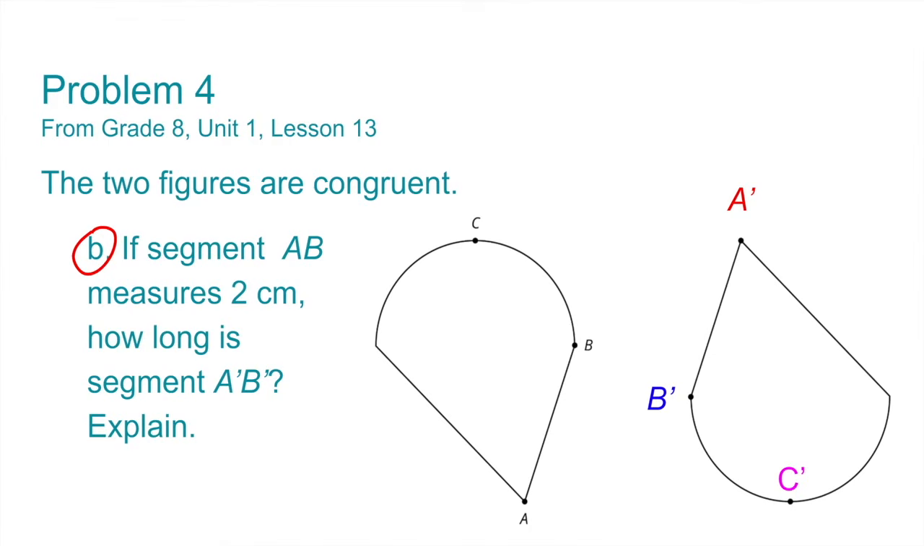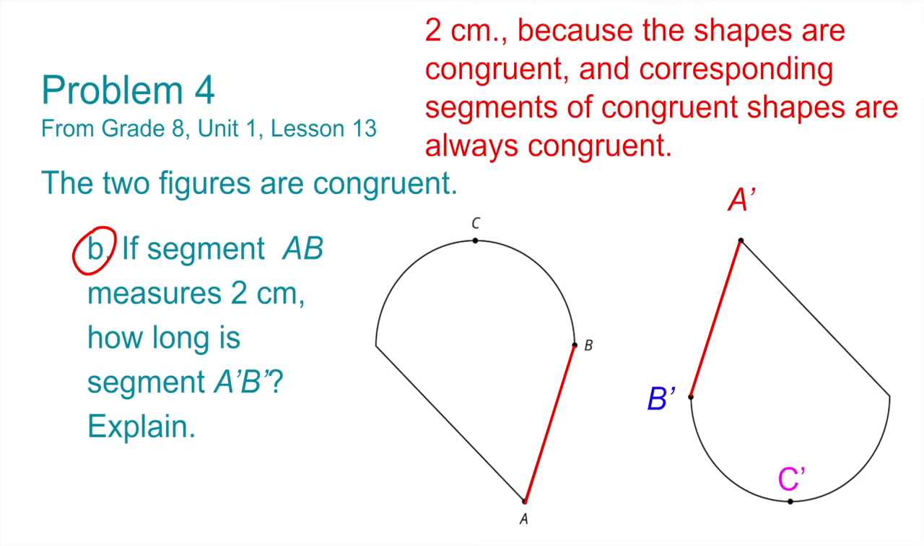B. If segment AB measures 2 centimeters, how long is segment A'B'? Explain. 2 centimeters, because the shapes are congruent and corresponding segments of congruent shapes are always congruent.